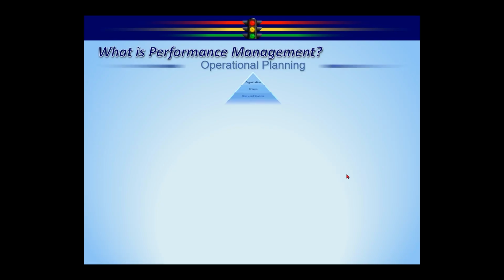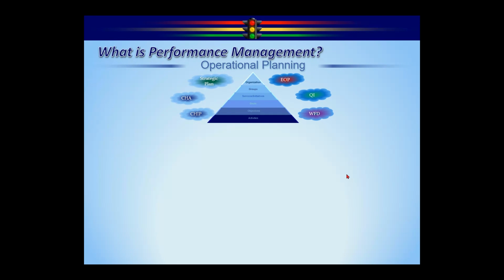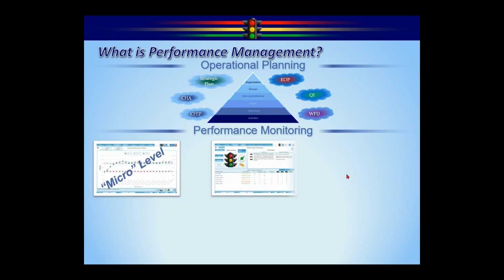Okay, so remember that in performance management, there's kind of 3 steps. We're going to create those operational plans. So we went through the operational planning process and the review, and everybody created a plan. After that, then is when we get into performance monitoring. So 3 levels of performance monitoring.